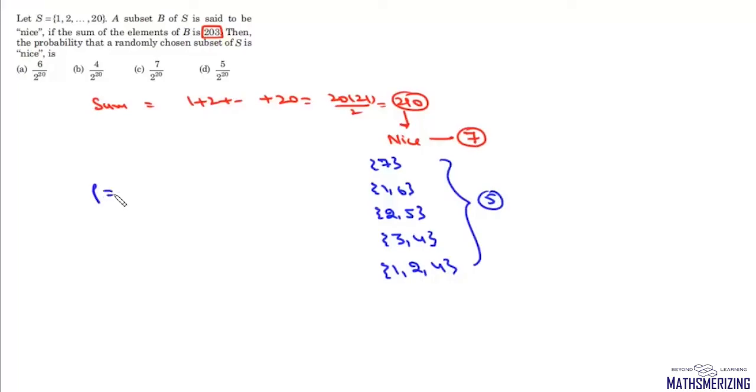So the probability that this sum is nice will be 5 divided by the total number of subsets that can be formed, which is 2 into 2 into 2, 20 times. So there will be 2 to the power 20, and that's your option D.